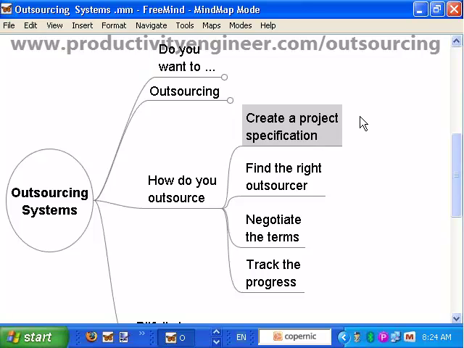So it's very important to create a precise project specification that details the amount of work you want done in the area you want it done and what kind of a result you expect from it.